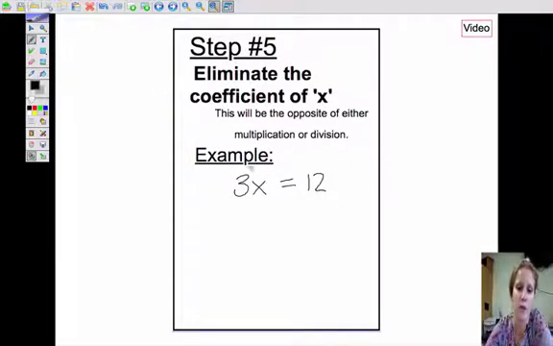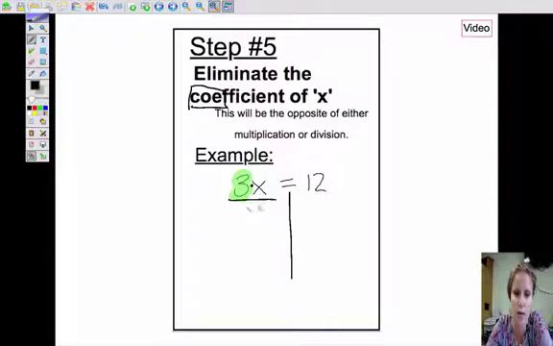Eliminate the coefficient, that 3, that number in front of the variable, either multiplied or divided, excuse me, with the variable. It is called the coefficient. I remember it because I went to college. Coefficient. So to get rid of 3 times x, we're going to do the opposite. We're going to divide by 3. Now, what's 3 divided by 3? It's not 0. 3 divided by 3 is 1.